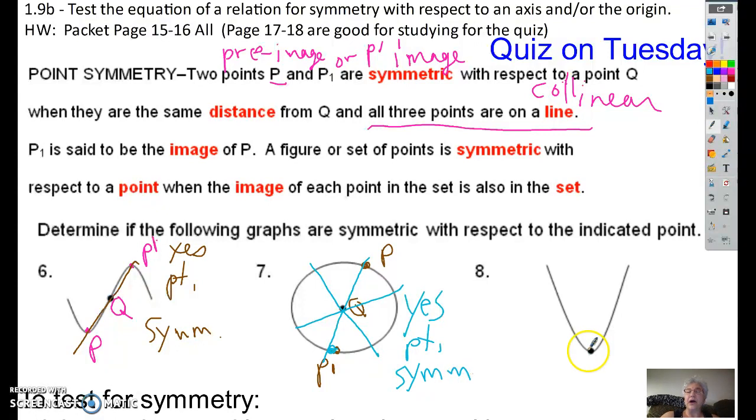No matter how I draw these points on the parabola, that's our image, that's our pre-image. There is no way to make all 3 of these points collinear. So we would say this one does not have point symmetry.